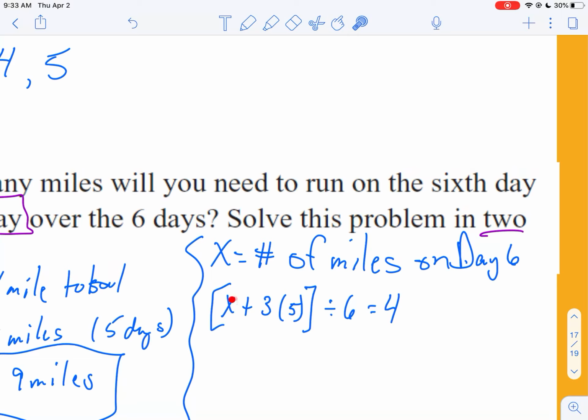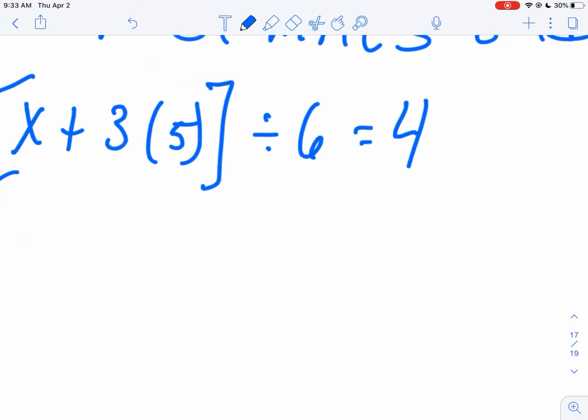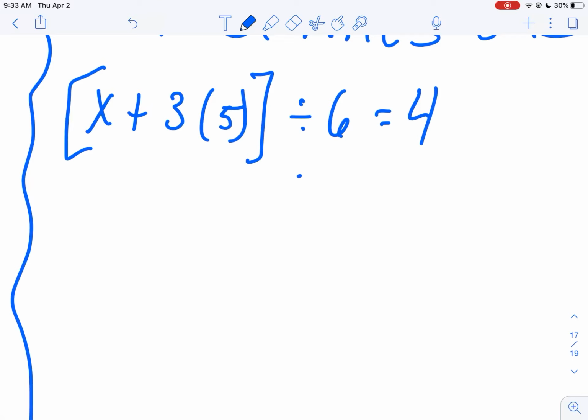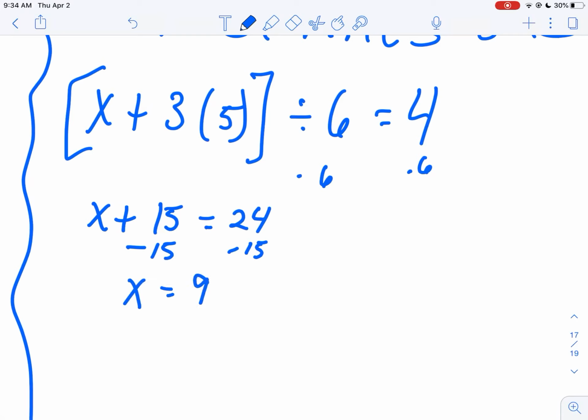The number of miles run on this day 6 plus 3 miles a day times the other 5 days. Sum that together, that's the total miles, divided by 6 to get the average, and we want the average to be 4. And now to solve this, we just have to work backwards. To undo dividing by 6, we multiply by 6. So we end up with x plus 3 times 5 is 15 equals 24. We now subtract 15 from each side. We get x equals 9 miles.